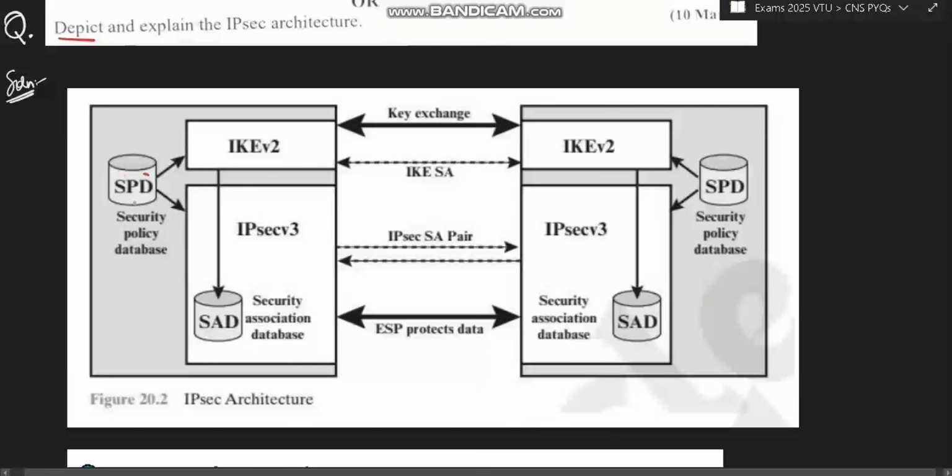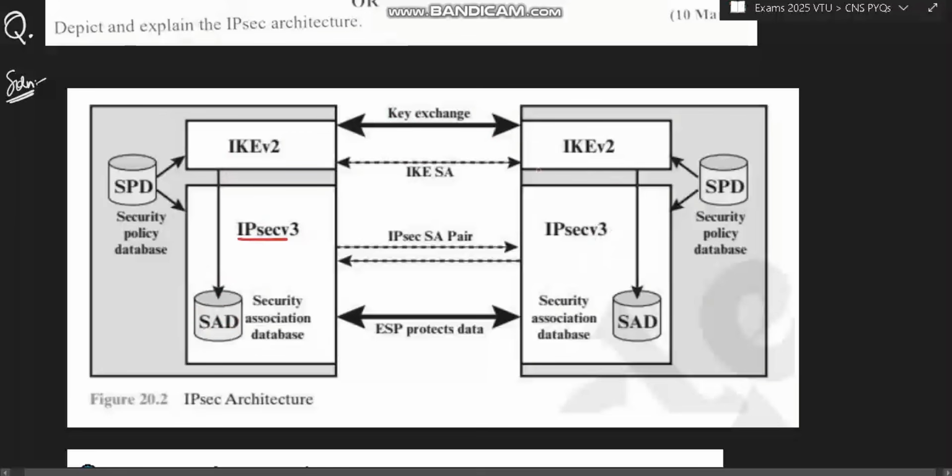The first one is SPD, which is the security policy database. All the data related to the policies will be present here, what packets are coming and what policies are applied. And IKE is Internet Key Exchange version 2. Here also it will be there. Key exchange will happen here, and here it is the security association database. This is the third thing. The fourth thing is IP security version 3, which is present over here.